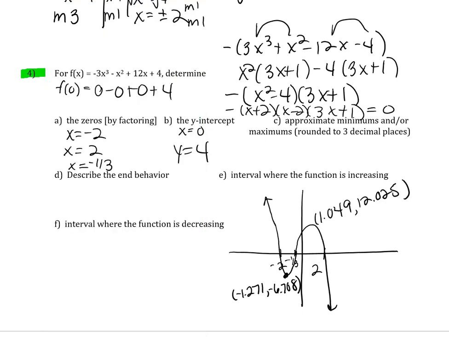And just so you guys are aware, when I ask for max value and min value, technically it's really just the y values there for C. Okay, so I'm actually going to skip D. I'm going to go to E, where the function is increasing. From left to right, we are increasing right on that interval. Now, I only care about the x's. So I'm increasing from this x to that x. So my interval of increase is negative 1.271 to 1.049. Okay? I am decreasing from negative infinity to that x value, and from this x value to positive infinity.